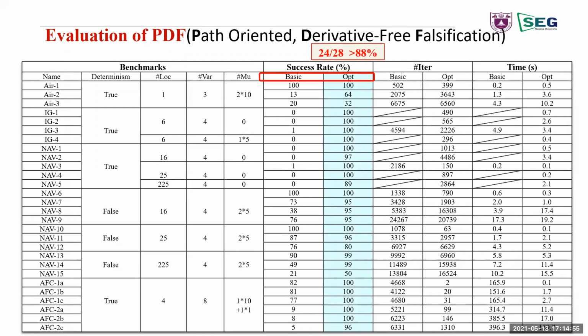a success rate higher than 88%. For most cases, PDF generated a witness example in seconds, and it used more than 20 seconds only in the last one case.